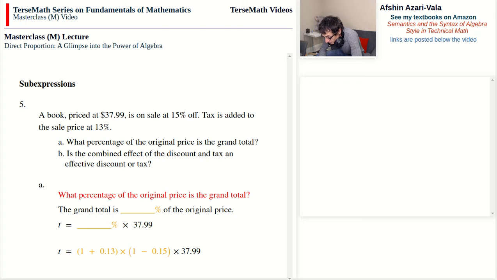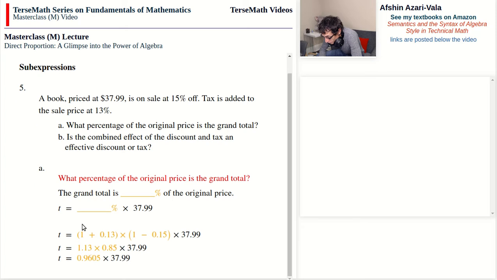And if we work this out, we get T equals 113% times 85%, or 1.13 times 0.85. And working it out to a single number, the grand total becomes 96.05% of the price. And that's exactly what we wanted to find. Grand total is some percentage of the price.